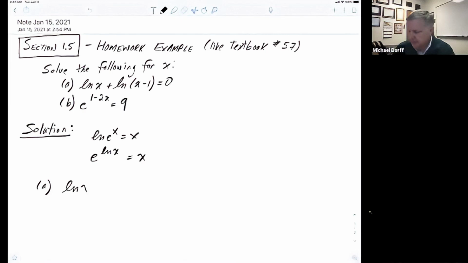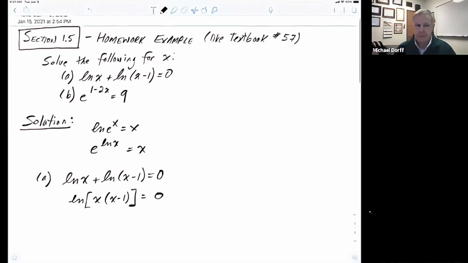I have the natural log of x plus the natural log of x minus 1 equals 0. First thing I would do is combine these log terms on the left side. I'm going to use a property of logs that says if I have the log of something plus the log of something else, I can write that as one log function by multiplying those two terms together. So on the left-hand side, I get the natural log of the quantity x times (x minus 1). And the right side stays the same.